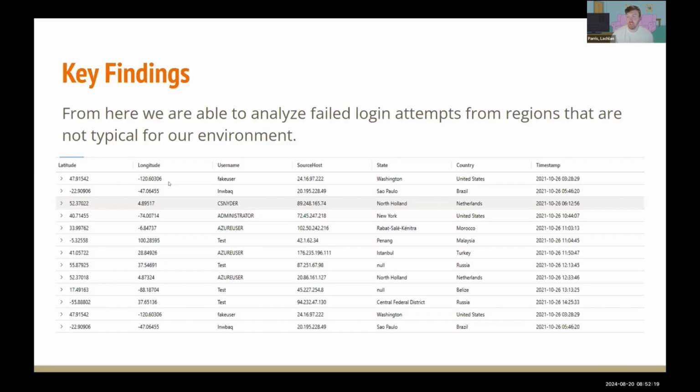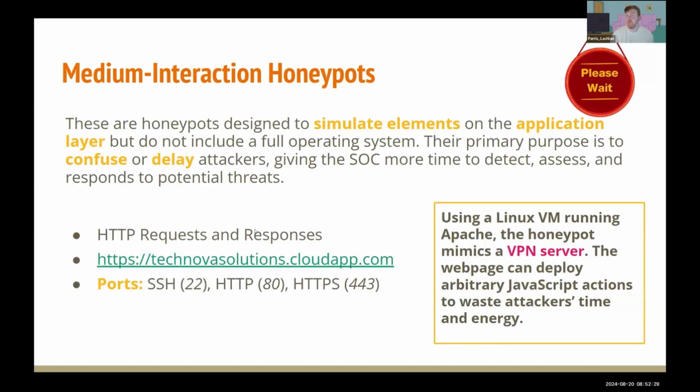Right, moving back to the slides, I'll go over some key findings from those logs. As you can see, we have latitude, longitude, your username here as well, and source host, state, and country. Moving on, we've got the medium interaction honeypots. These tend to simulate more of a web page, or in this case, we were using it to disguise it as a VPN server to confuse or delay attackers, which would give the SOC team a bit more time to detect, assess, and respond to potential threats.